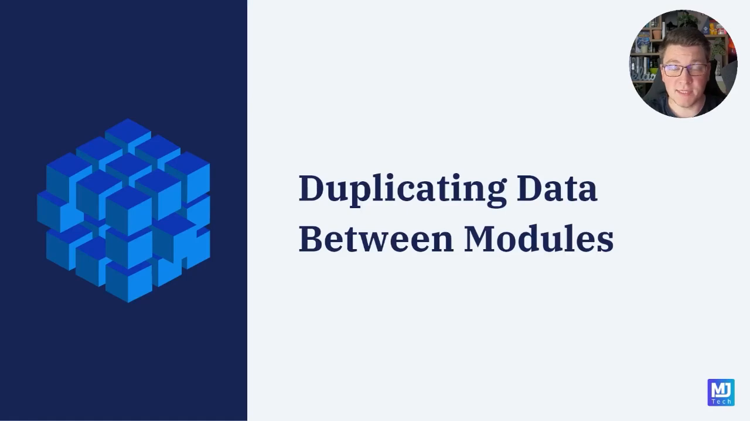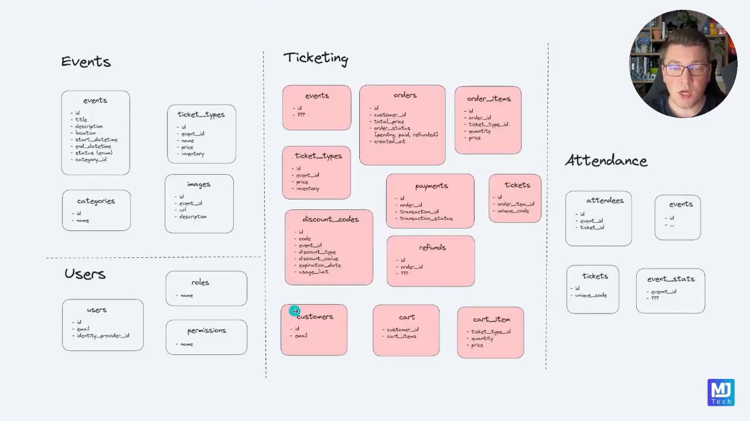Welcome to the next lesson in this chapter about module communication, and this is going to be a short but very impactful lesson where I'm going to introduce you to the concept of duplicating your data between your modules. We talked about this in some of the previous lessons, but I think it's worth repeating again, and this is the fact that the user entity in the users module can also be represented as a customer in the ticketing module, as well as an attendee in the attendance module.